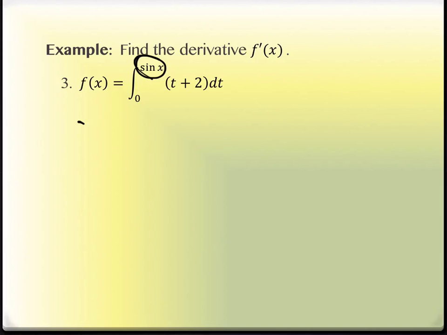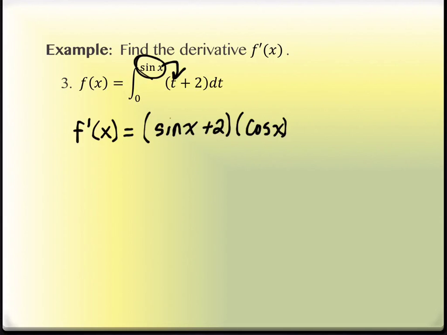Okay, so let me show you what happens. When we take this derivative, we're finding f prime of x. It will look just like what we have here with the sine plugged in for t. So this will say sine of x plus 2. But because we're taking the derivative, we have to take the derivative of sine when we're done. What's the derivative of sine? Cosine. And then we multiply this out. So this is sine x cosine x plus 2 cosine of x.